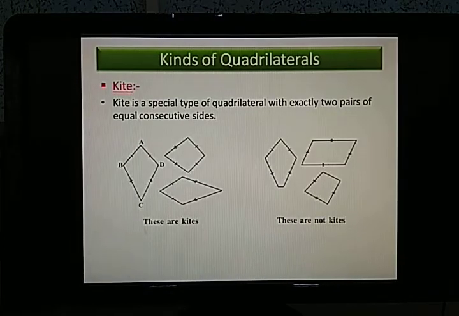Let us see from the diagram. You can see here sides AB and AD are consecutive sides, and these 2 consecutive sides are equal in length. That's what the definition says. Similarly, another pair is there, BC and CD. These are also consecutive sides and these are equal in length. Clear? But these are not. So it should have a pair of consecutive sides, and there are exactly 2 pairs. Each pair is a consecutive side and each of the consecutive sides are equal in length.